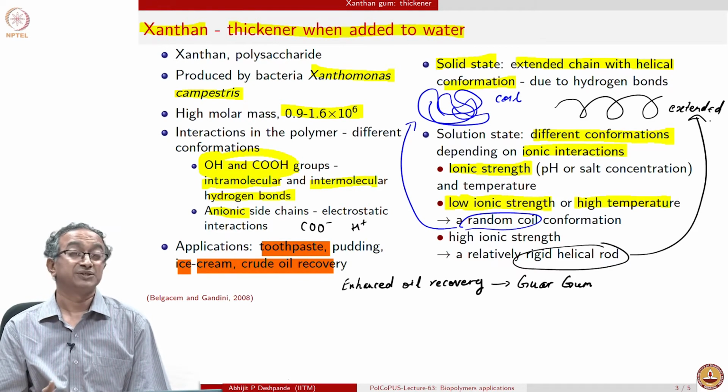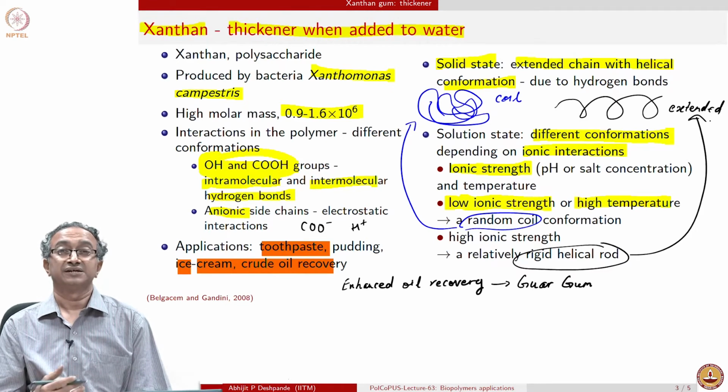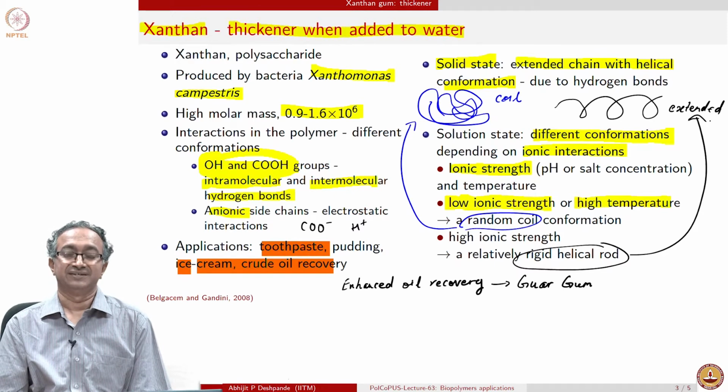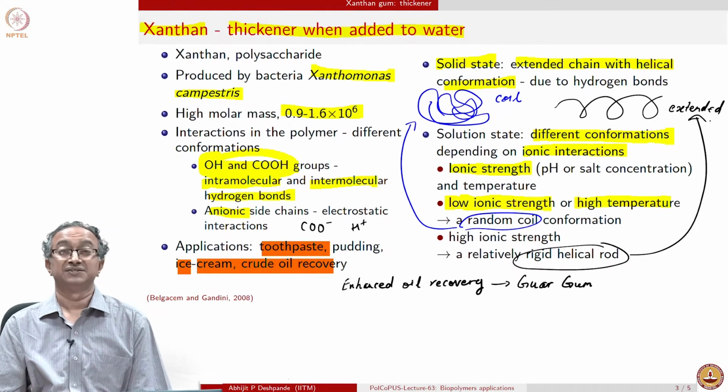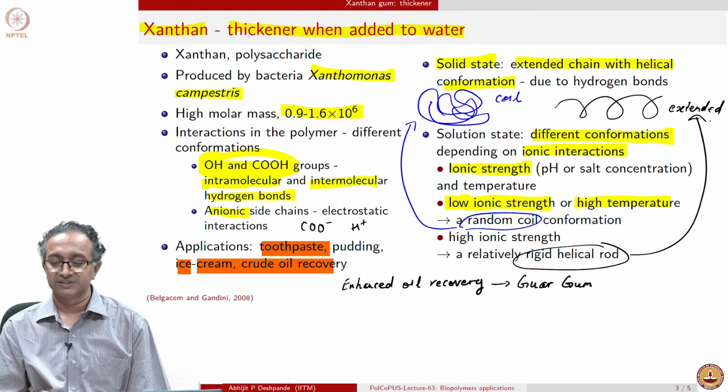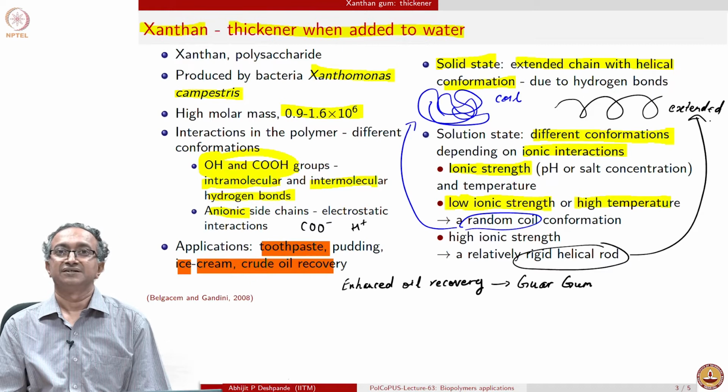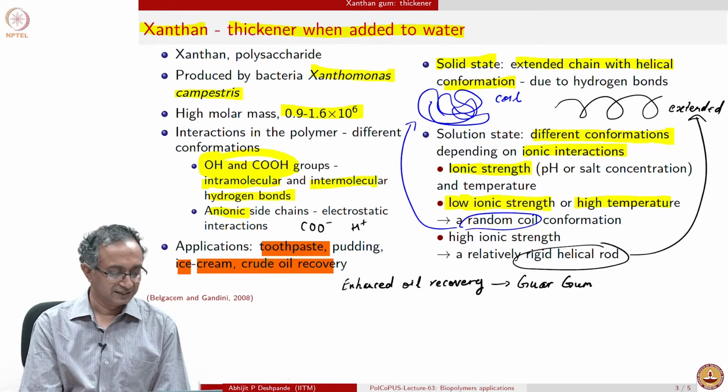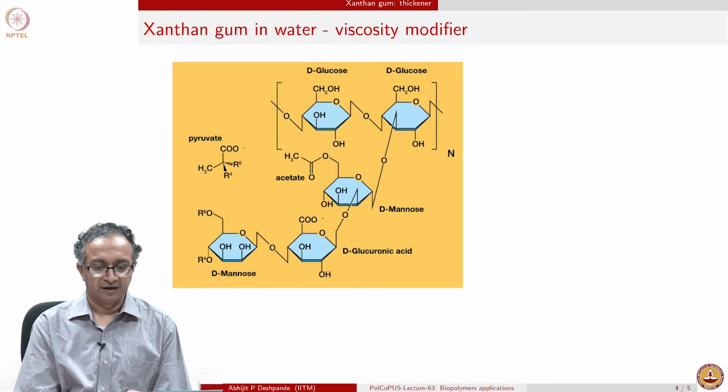qualitative or can we actually get quantitative estimates of how extended a chain is and how coil-like a chain is, what is the size of the polymer chain when it is in coil state, or what is the size of the polymer when it is in extended chain. Yes, the answer is yes, we can get quantitative estimates. So, let us continue looking at this xanthan gum as a molecule.